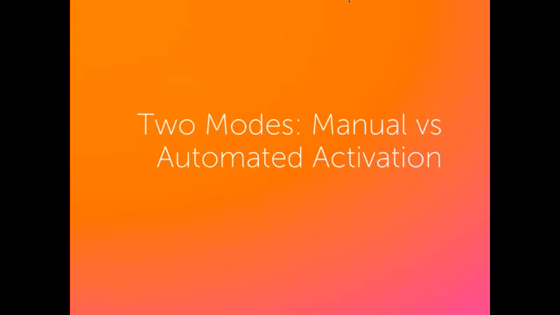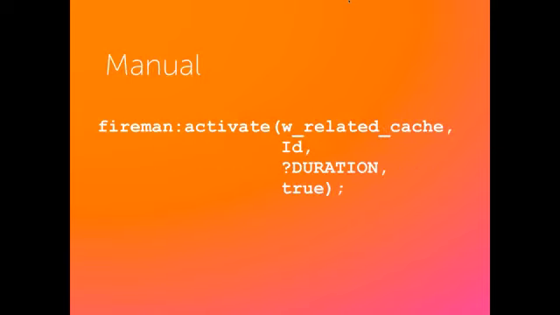So there are sort of two modes to it. One is manual, one is automated. In the manual mode, I can say, hey, Fireman, activate. For example, we have a cache around related feeds. So I can go into the app, and if I create a whisper, it'll actually say, oh, thanks for your whisper.